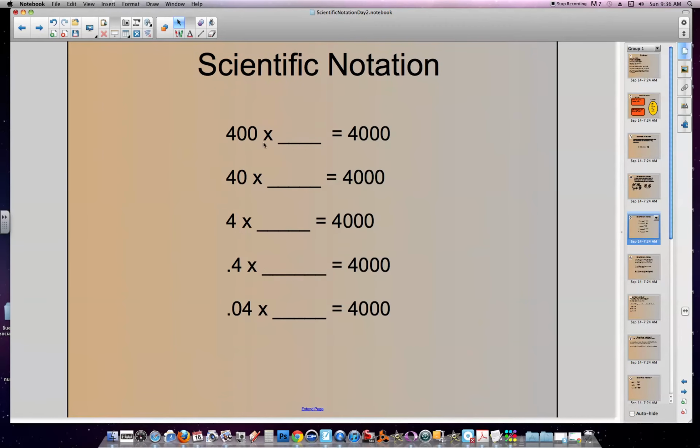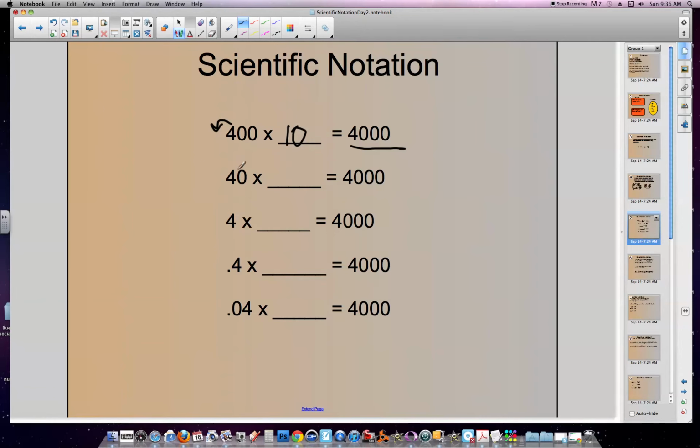So let's take a look at a couple of examples. Here we have 400. What we want it to equal is 4,000, which is 4 and 3 powers of 10, right? 1,000 is 10 times 10 times 10. Well, this is only 2 powers of 10. We need to move this to the left one, or add an extra power of 10. So to do that, we just multiply it by 10, and we get 4,000.